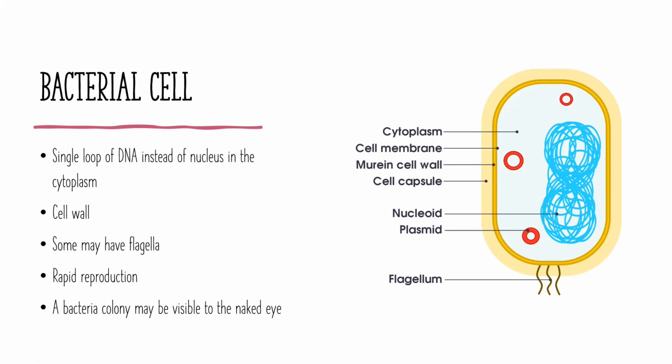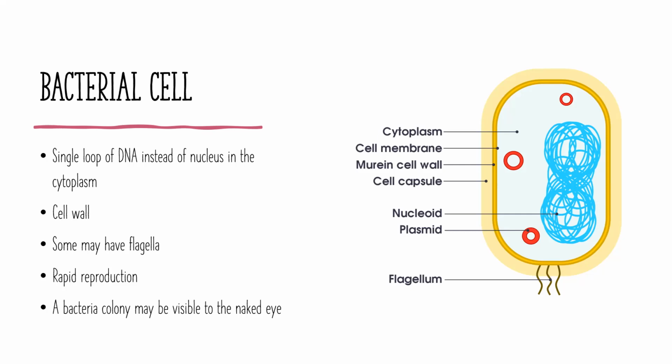Another thing that is specific to your bacterial cell is rapid reproduction. Bacterial cells reproduce very, very rapidly, in seconds and minutes, into millions and trillions. So if they cause any disease inside the body, they're going to reproduce rapidly and spread throughout the body or throughout the organs.